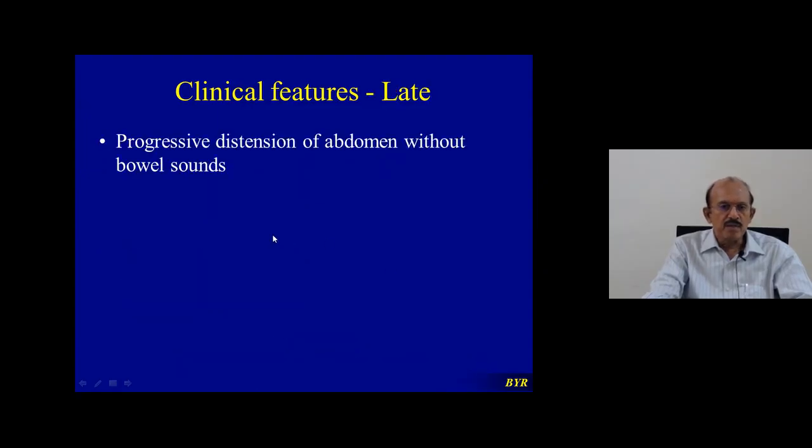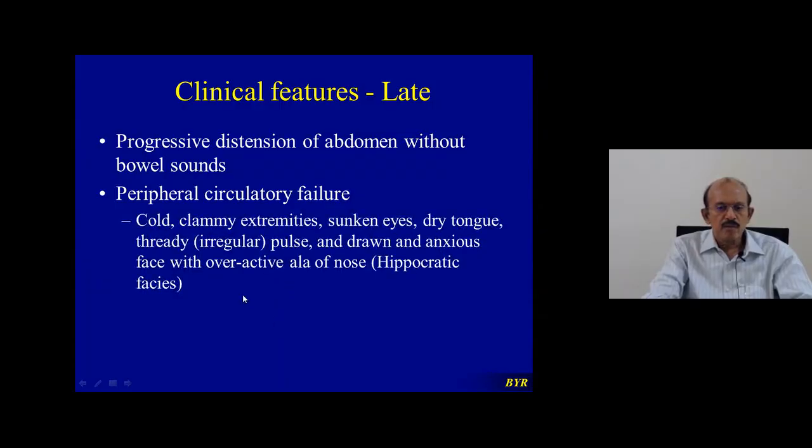Late clinical features being there is progressive distension of abdomen without bowel sounds, peripheral circulatory failure, there is cold, clammy extremities, sunken eyes, dry tongue, thready pulse, drawn and anxious face with overactive alae nasi.